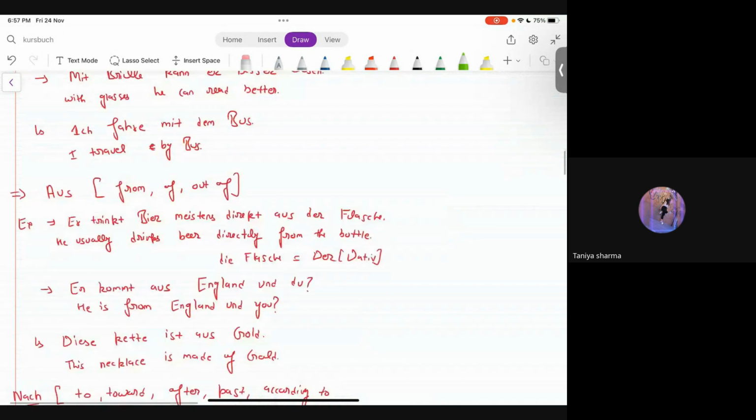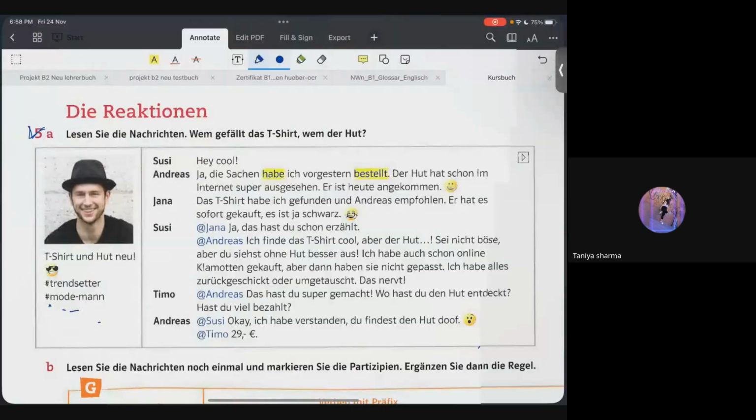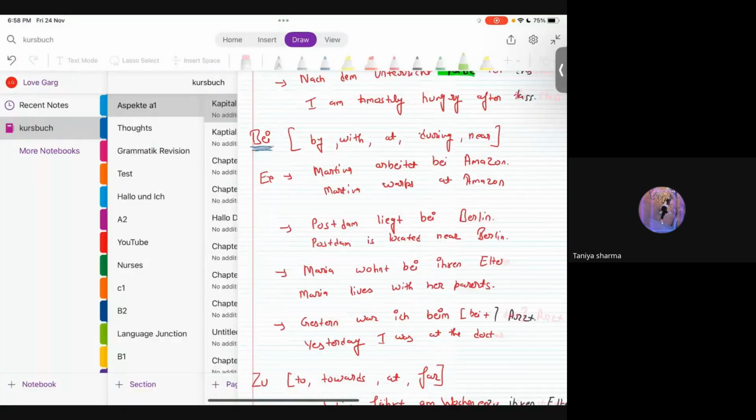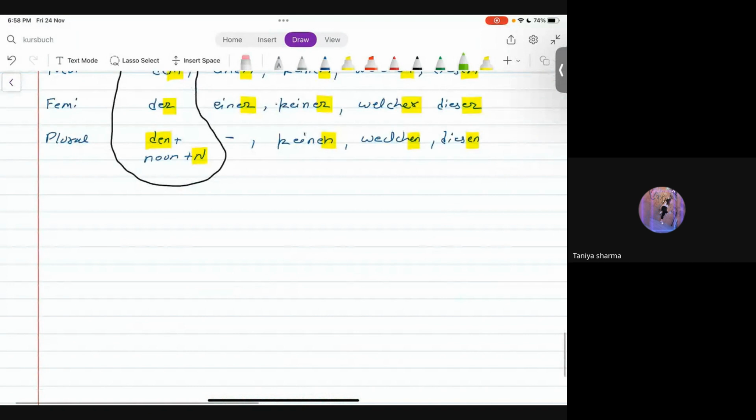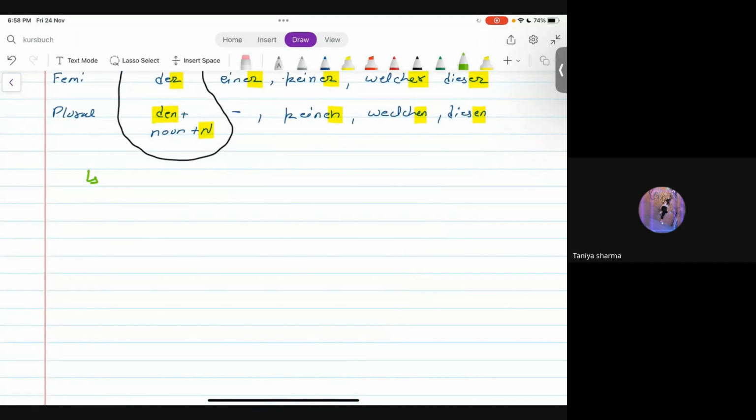So guys, chapter number 11. We have learned the dative case. So we use dative first for the indirect object. If there is an indirect object, we will use the dative case. There are also fixed prepositions. If there are fixed prepositions, you will use mit, bei, nach, zu. These are dative prepositions, so you will use the dative case. Mahima, is it clear? Yes, sir.